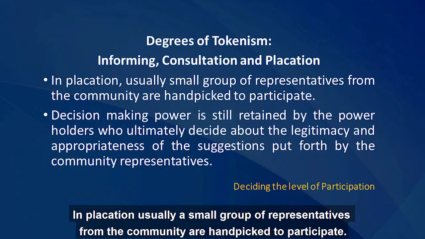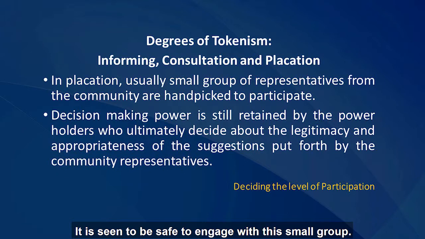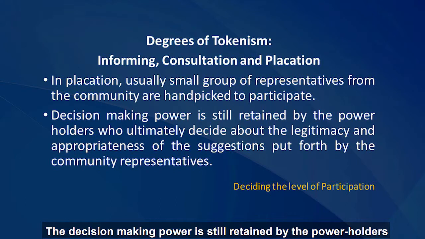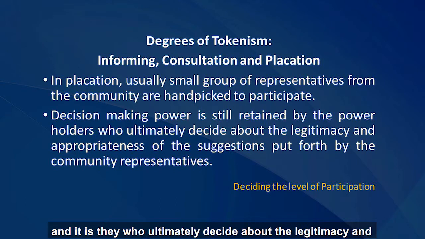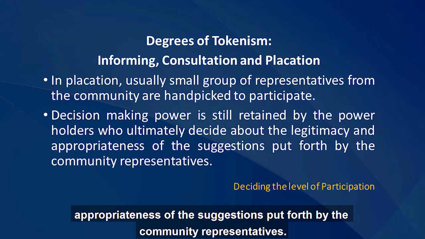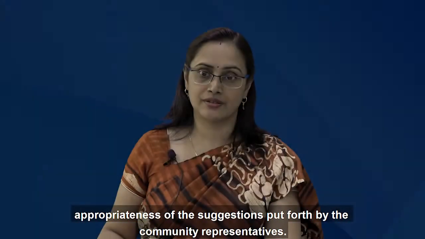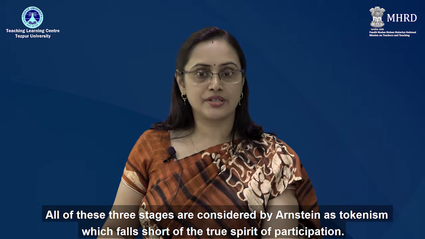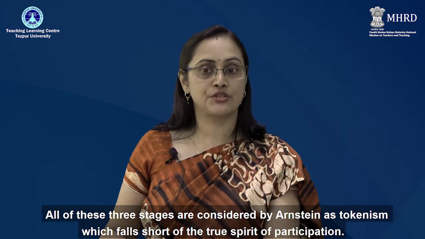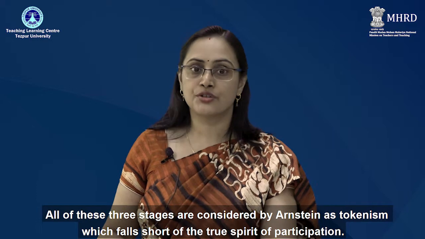In placation, usually a small group of representatives from the community are handpicked to participate. It is seen to be safe to engage with this small group. The decision-making power is still retained by the power holders, and it is they who ultimately decide about the legitimacy and appropriateness of the suggestions put forth by the community representatives. All of these 3 stages are considered by Einstein as tokenism, which falls short of the true spirit of participation.